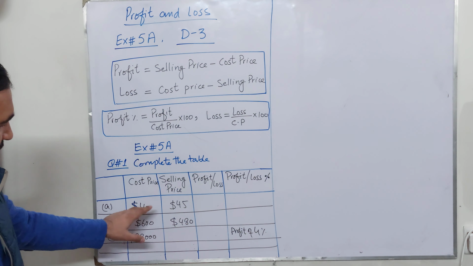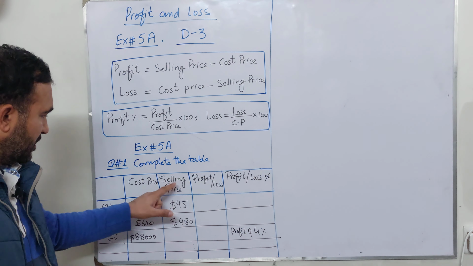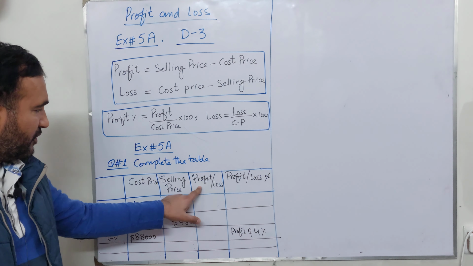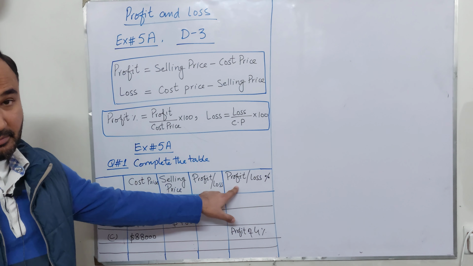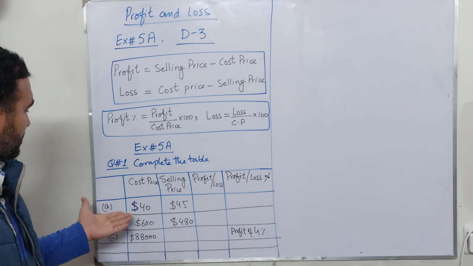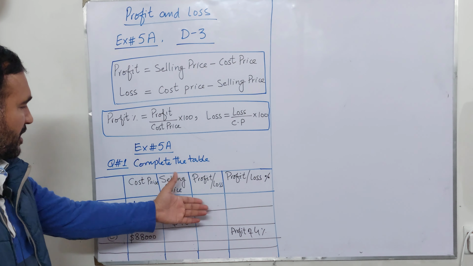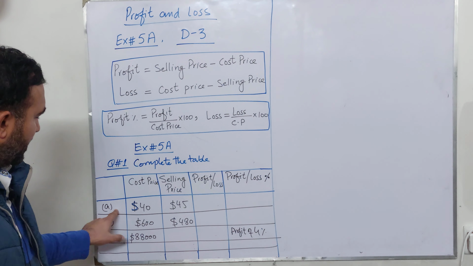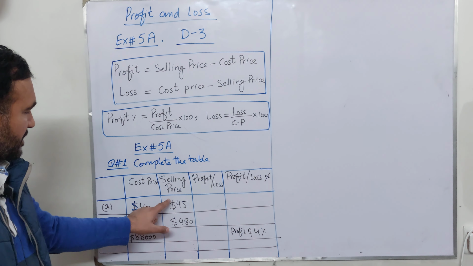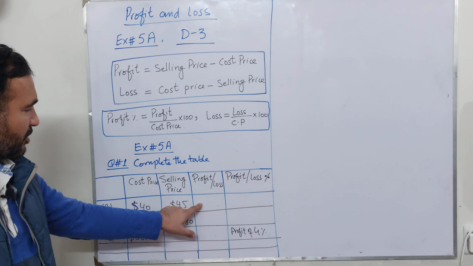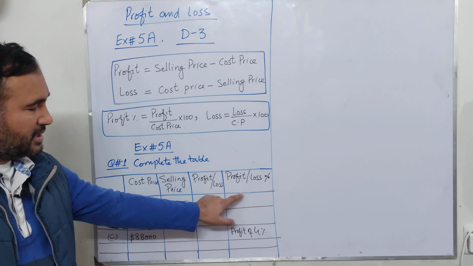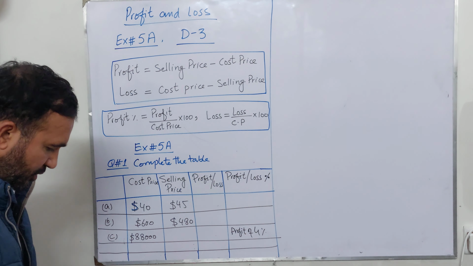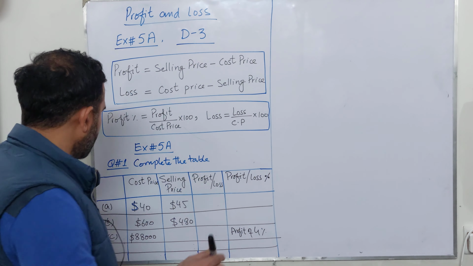A table is given in which there are 4 things: cost price, selling price, profit or loss, and then percentage of profit and loss. So some things are given and the rest we are going to find. For example, in part A, cost price is 40 and selling price is 45. So we need to find profit or loss and then percentage of profit or loss. So let's write the data first.